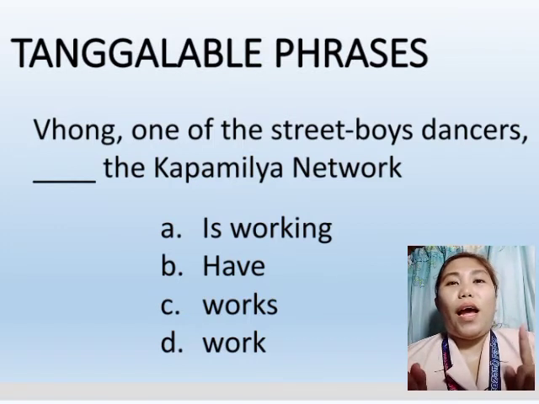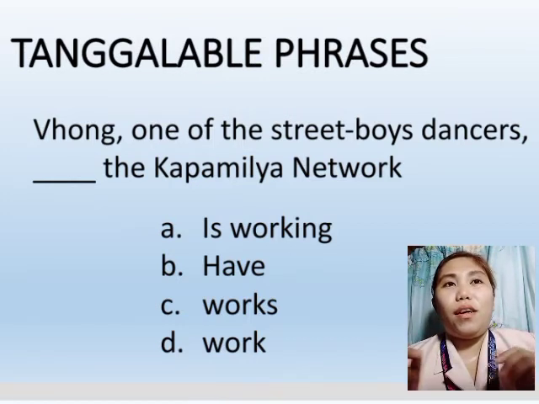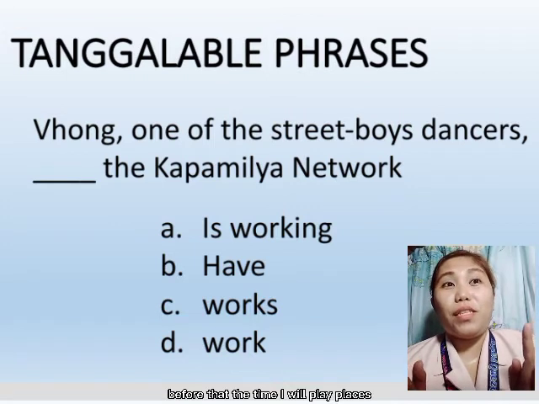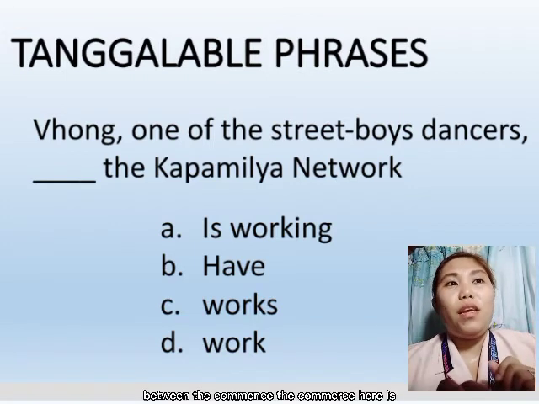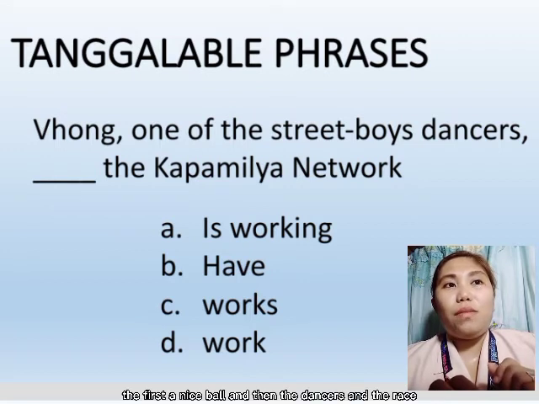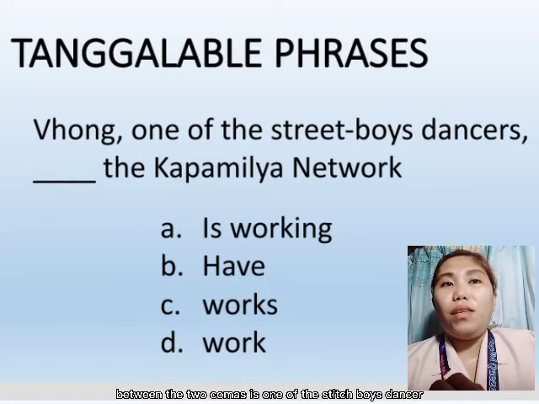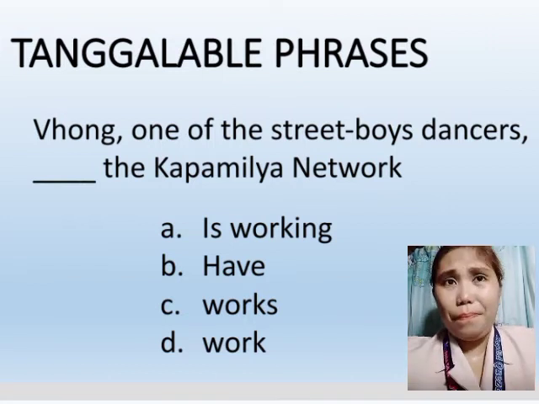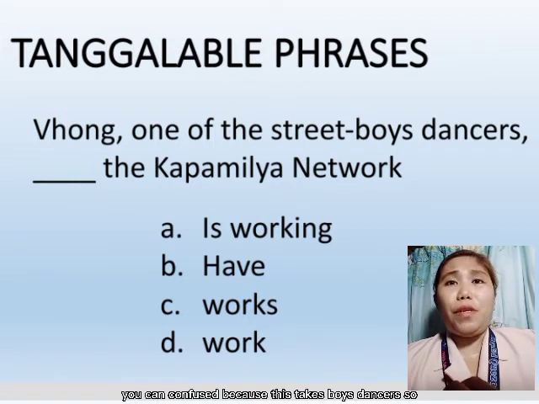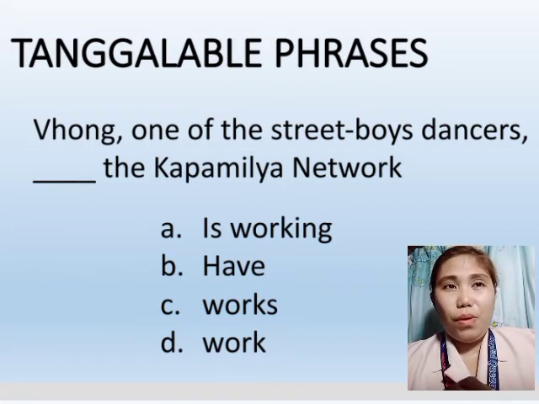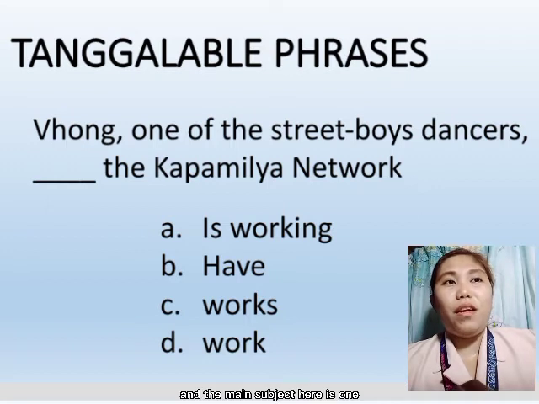Bong, I'll tell you later. Before that, the tanggalable phrase is between the two commas. The first comma is after Bong and then the second after dancers. And the phrase between the two commas is "one of the Street Boys dancers." You can get confused because of the Street Boys dancers. So don't be confused. Just remove the phrase between the two commas, and the main subject here is Bong.